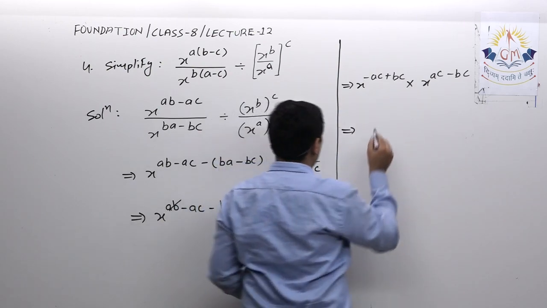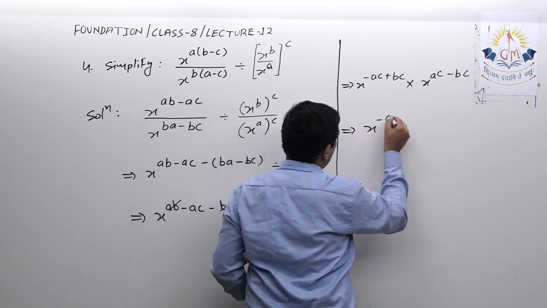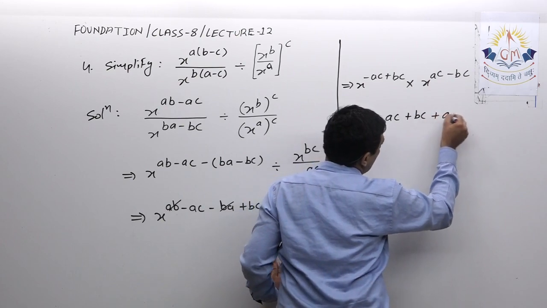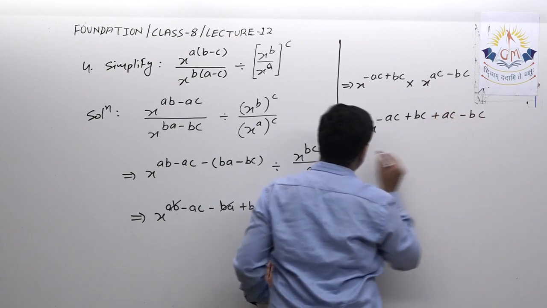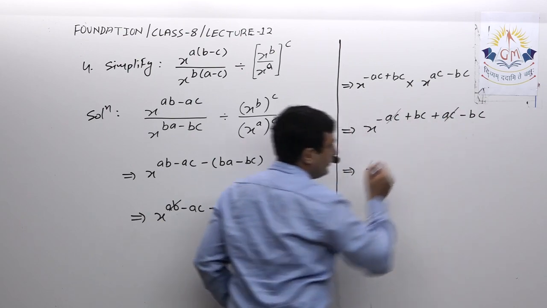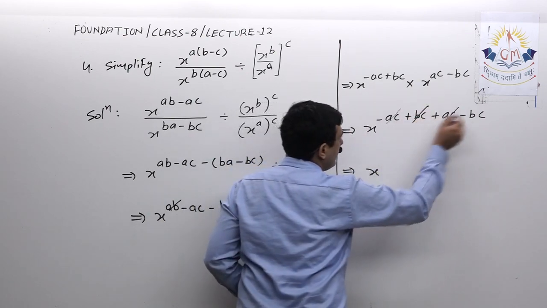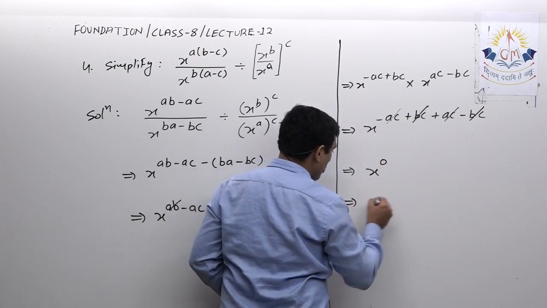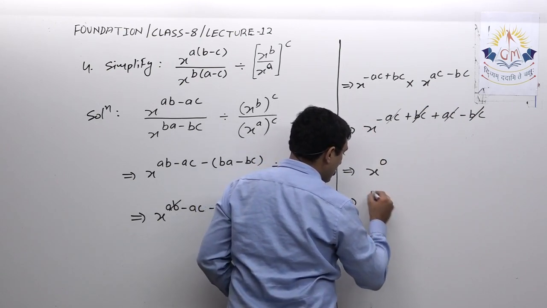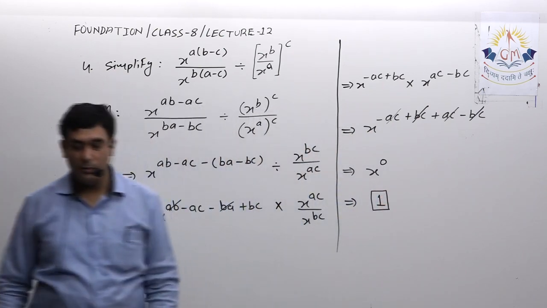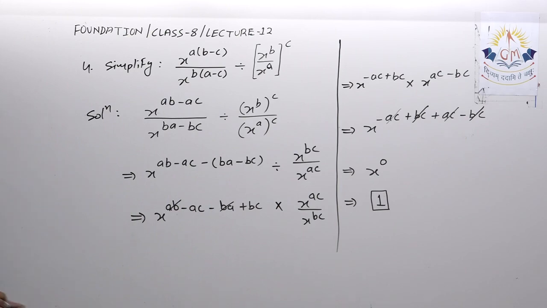I can add the powers, so x raised to minus ac plus ac minus bc. Ultimately I will get plus ac, this plus bc will cancel out this minus bc, so ultimately x raised to 0, which is equal to 1. Okay, so please note it down, then we'll see the next question.